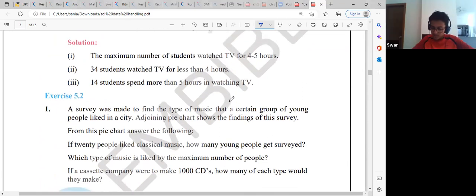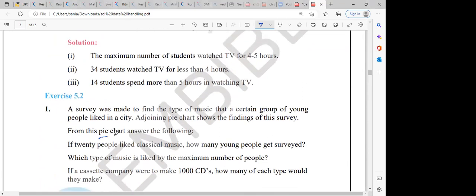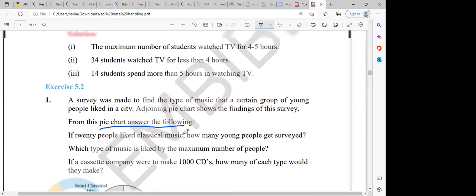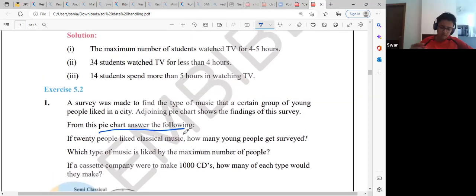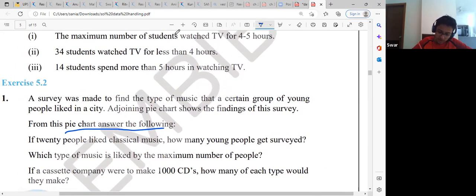It's first 5.2. You have the pie diagram with you and you have to answer a few questions. So do that first. Then a survey was made to find the type of music that a certain group of young people liked in a city.